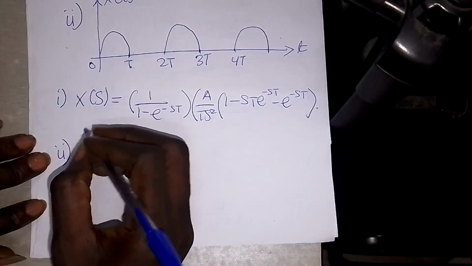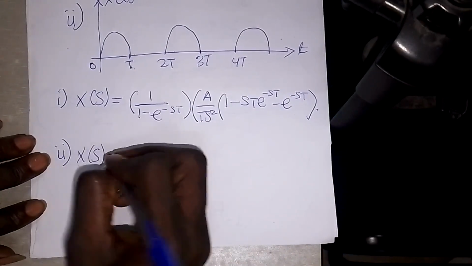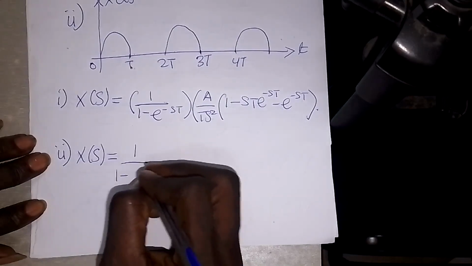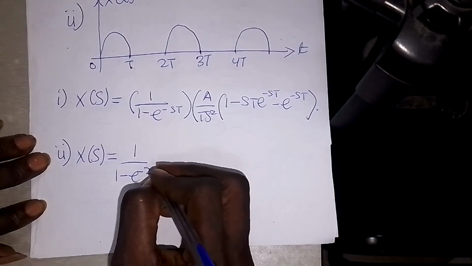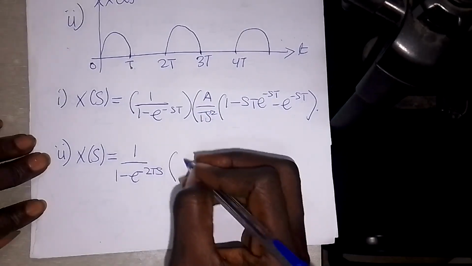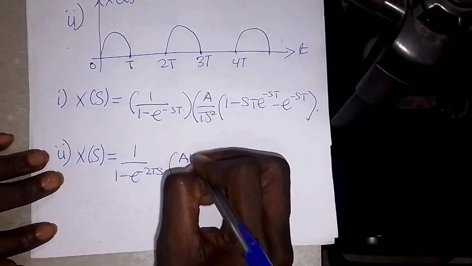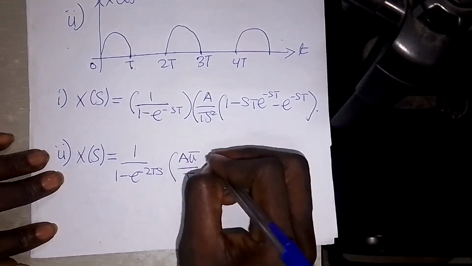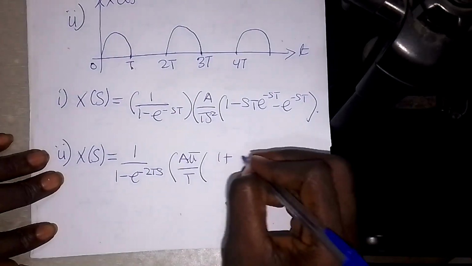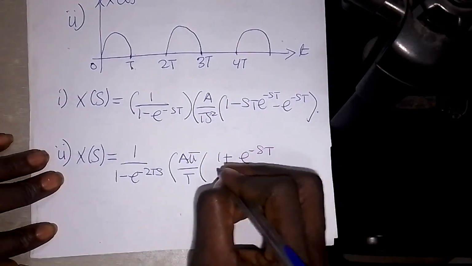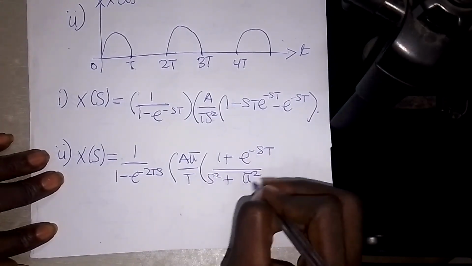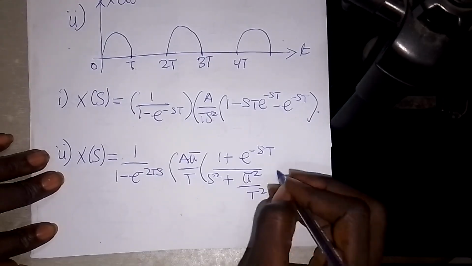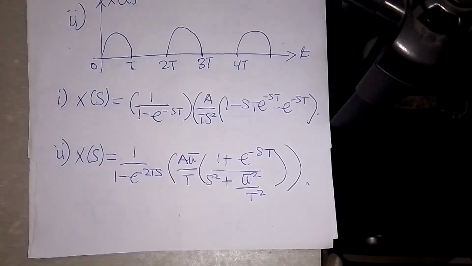And then the II, we're supposed to have x of s equals 1 over 1 minus e^(-Ts), into A pi on T, into 1 plus e^(-st) over s squared plus pi squared on T squared. So make sure you have these answers when you finish.